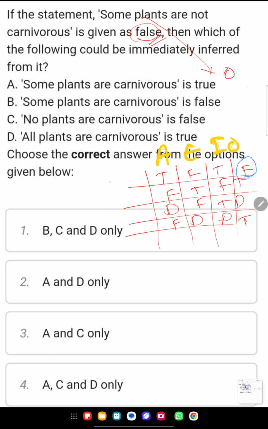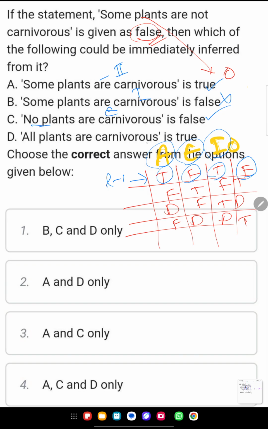So O is false in level 1. So now we have to see only level 1. Then which of the following can be immediately false? So in level 1, A is true, E is false, I is true. "Some plants are carnivorous" is an I kind of statement. I is true, correct. I is not false in this, so it is not correct. "No plants are carnivorous" is false, right? E is false.